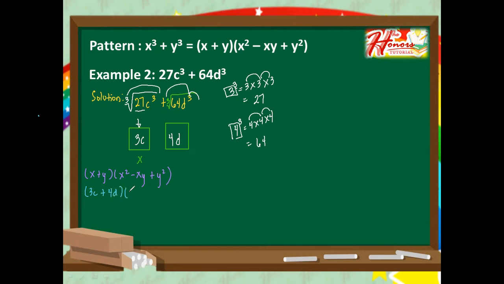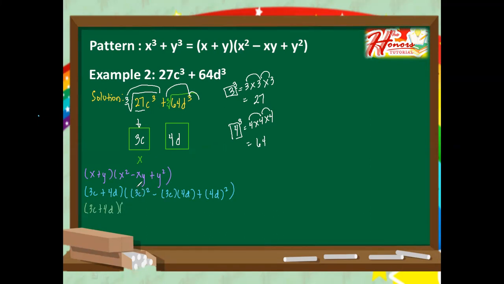And then let's continue substituting. For x, that is 3c. So (3c) squared minus x again, that's 3c still, times y, that's 4d. Plus y again, that's 4d. Don't forget to raise it to 2. And then after that, just copy 3c plus 4d.